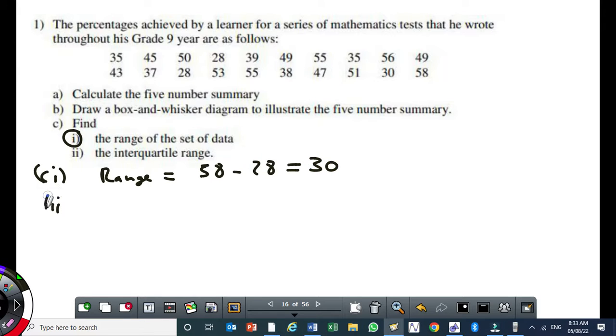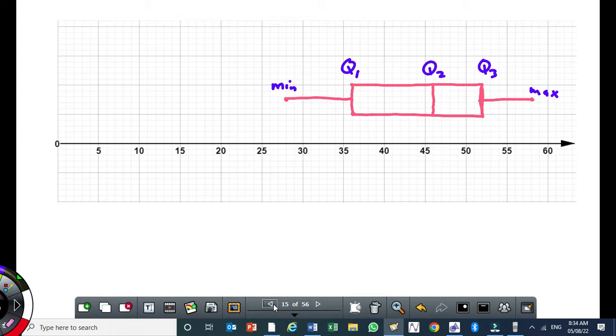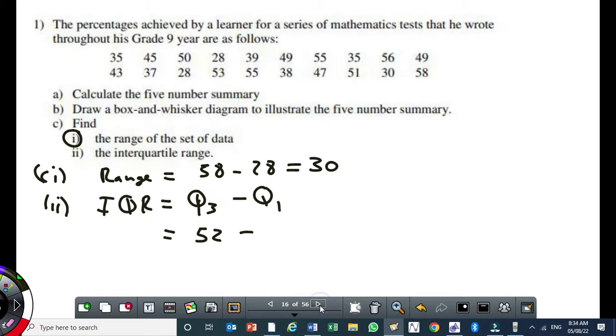Then the interquartile range, IQR, is equal to Q3 minus Q1. Now, our Q3 is 52, and our Q1 is, sorry, 36. So the answer will be 16.